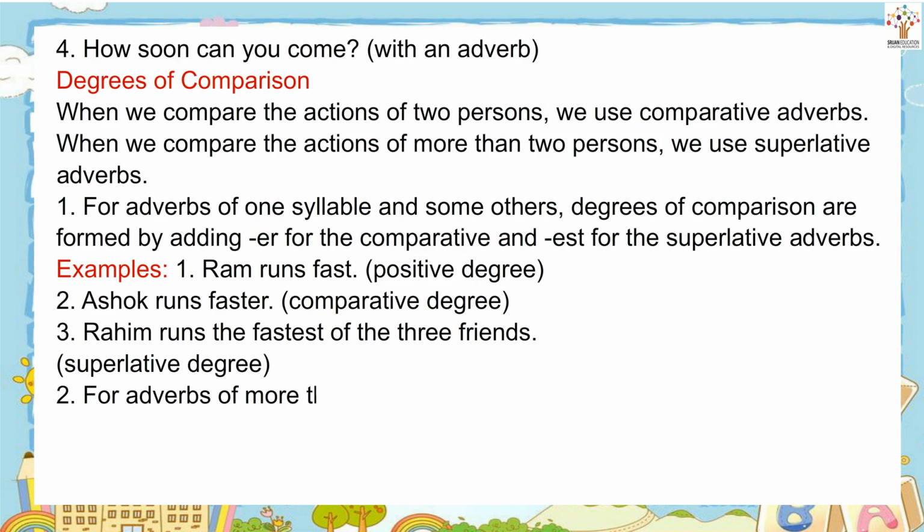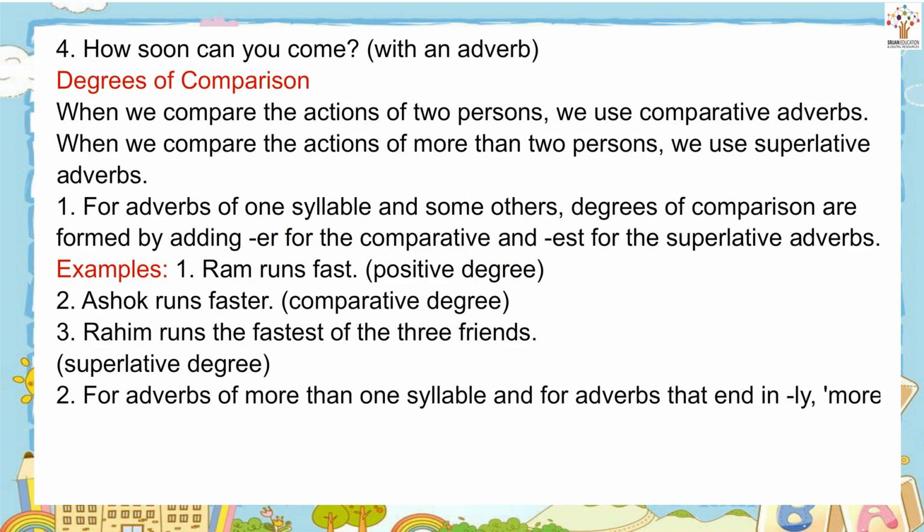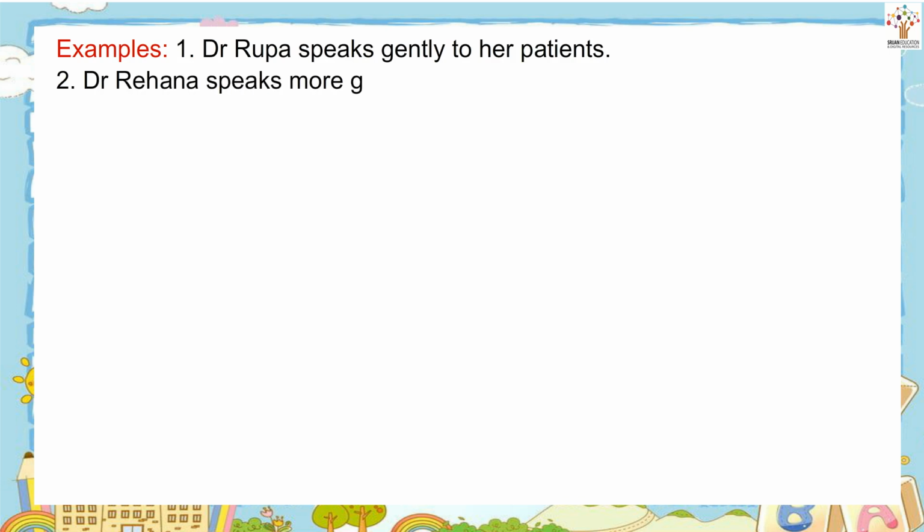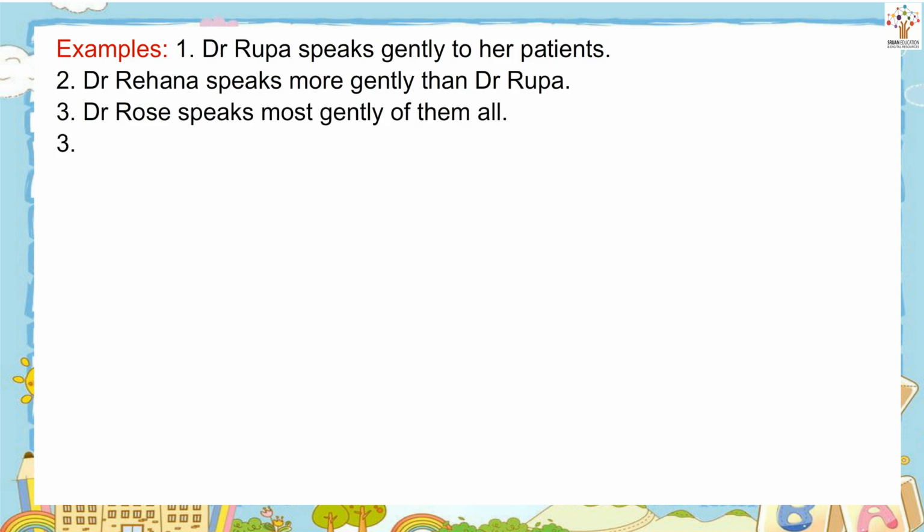For adverbs of more than one syllable and for adverbs that end in ly, more is added to form the comparative degree and most to form the superlative degree. Examples: Dr. Rupa speaks gently to her patients. Dr. Rehana speaks more gently than Dr. Rupa. Dr. Rose speaks most gently of them all.